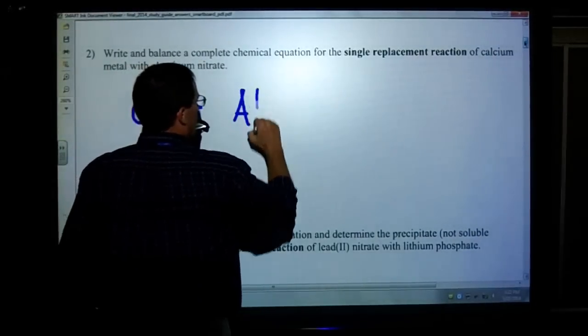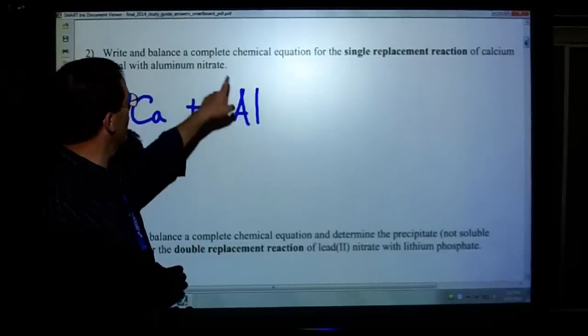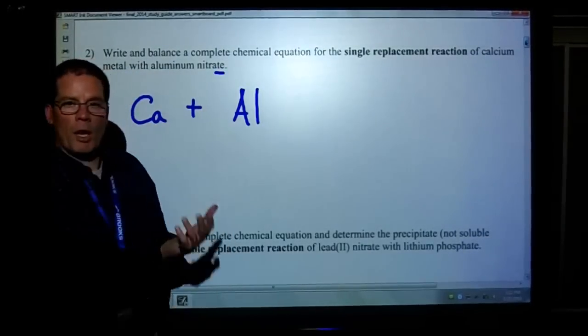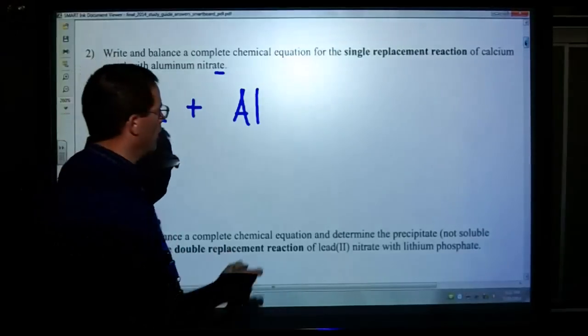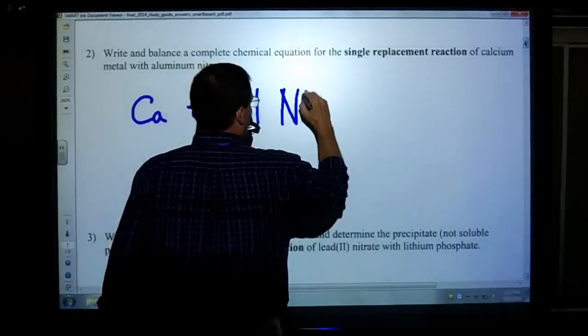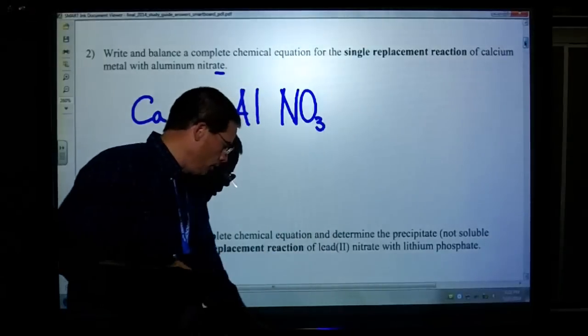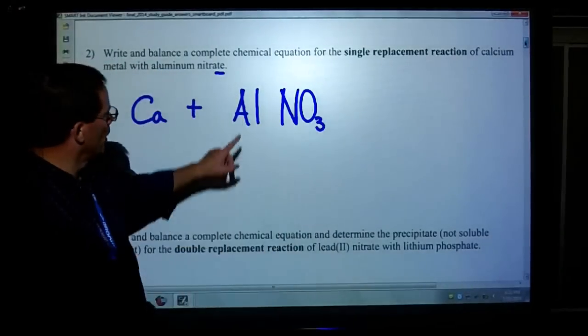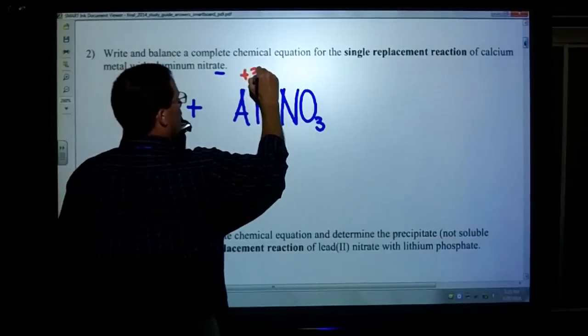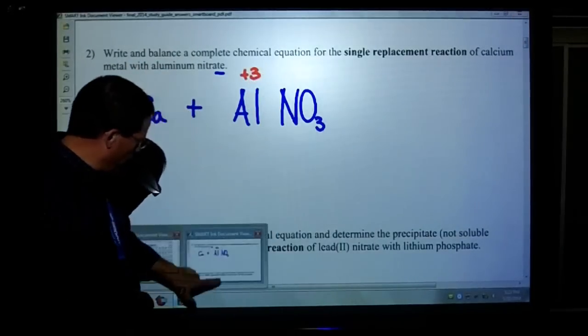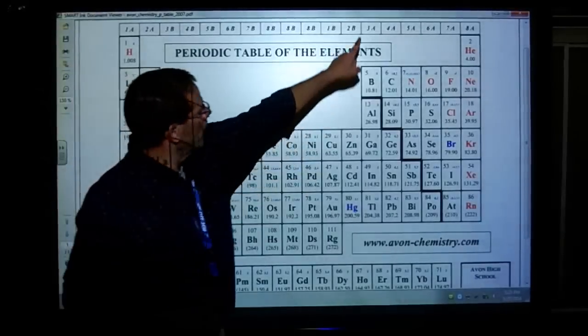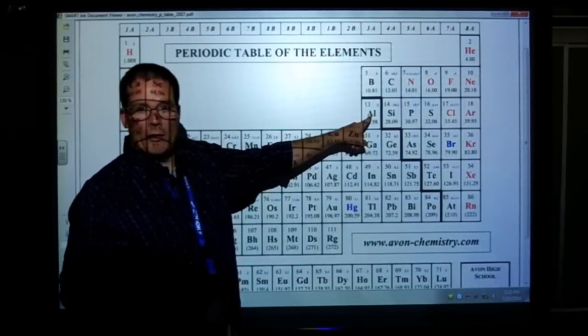Now aluminum nitrate, that's aluminum nitrate that ends in ATE. That means you've got a polyatomic. Remember your 10 polyatomics. So nitrate is NO3, and let's make sure we balance our charges. So aluminum has a +3 charge. How do I know that? Because I have the periodic table right in front of me, and it's in group 3A. Aluminum has a +3 charge.